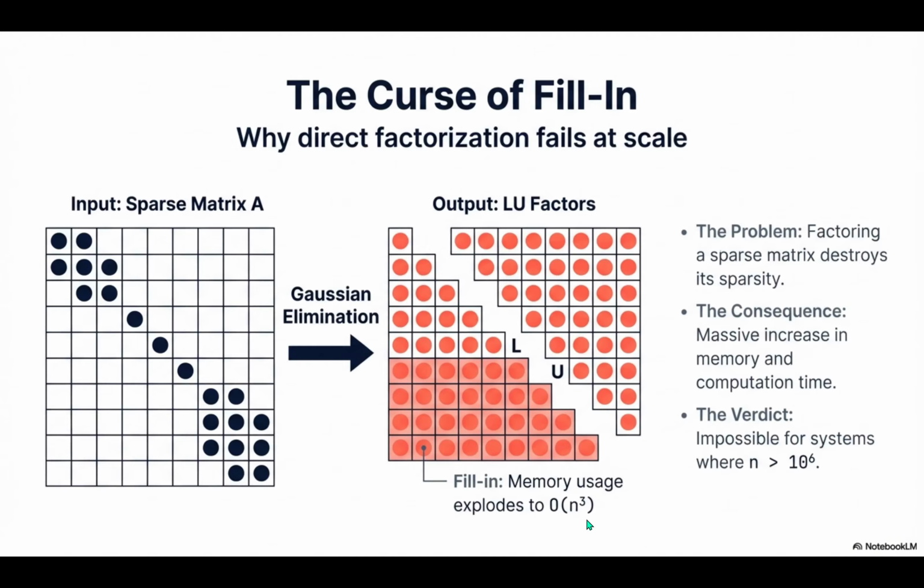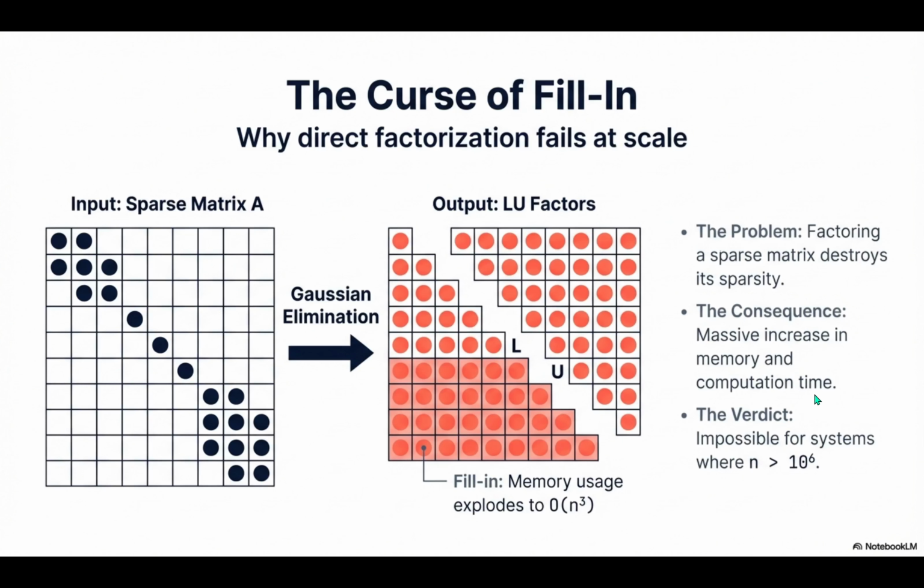And that forces this huge shift in thinking, the paradigm shift. Right. If we can't factor the matrix because it destroys the zeros, we have to leave it alone. We have to treat it as this fixed thing, an operator. We don't touch it. So if you can't calculate the answer directly, what do you do? Just guess. Essentially, yeah. You guess. That's the whole iterative paradigm.